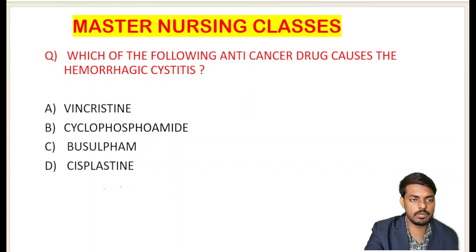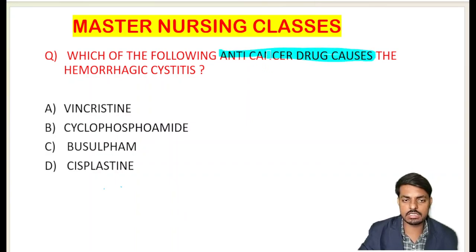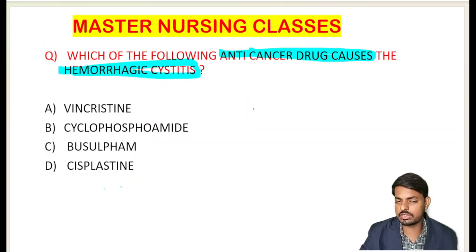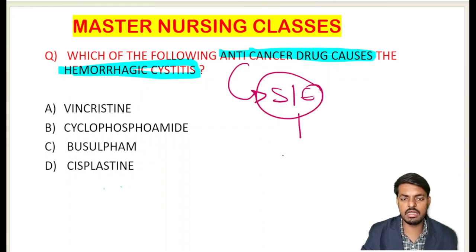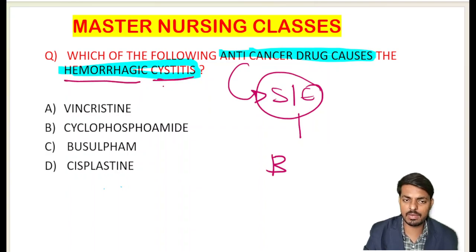Read the question carefully, completely, and try to answer. Which of the following anti-cancer drugs causes hemorrhagic cystitis? What is hemorrhagic cystitis? When a person suffering from cancer is taking an anti-cancer drug, because of the side effect of that drug there is bleeding from the bladder. Bleeding from the bladder we call hemorrhagic cystitis. Hemorrhagic means bleeding. Cystitis means inflammation of the bladder. Due to the inflammation of the bladder, there is bleeding from the bladder. We call that hemorrhagic cystitis.